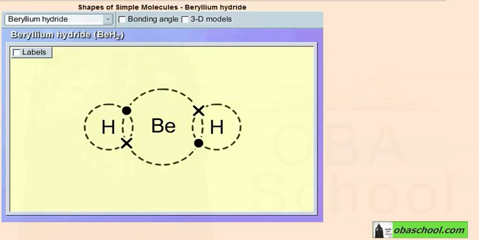Hi everyone, in this tutorial we will explore the shapes of simple molecules.